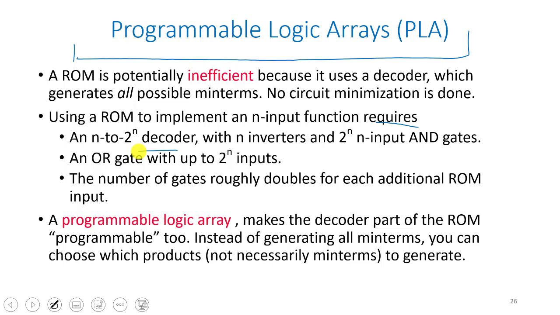You need n inverters and 2 to the power n input AND gates. So if I'm using 10 bits, then I need 1024 AND gates. Each AND gate has 10 inputs, which becomes extremely expensive. So to solve this problem, we use PLAs, or programmable logic arrays.